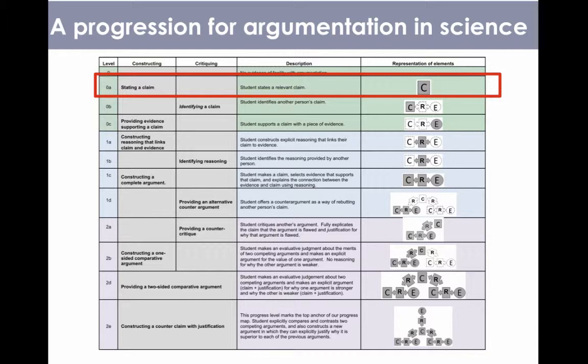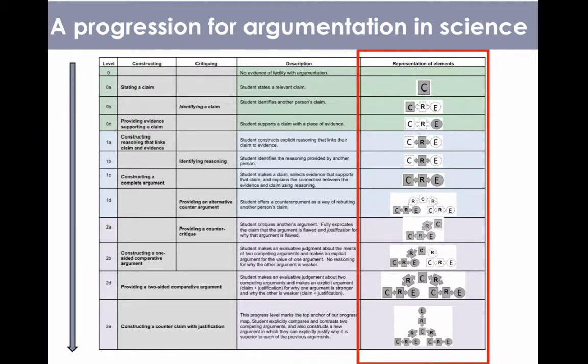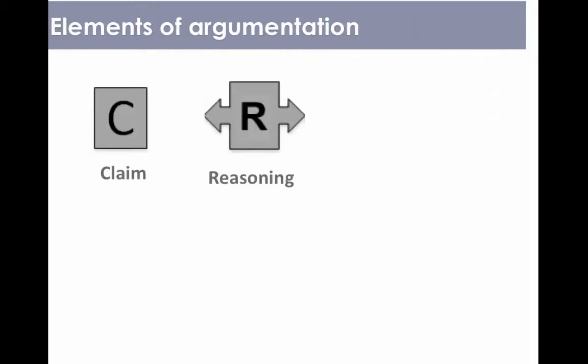Each row corresponds to a level of argumentation complexity. The argumentation is more complex from the top to the bottom of the table. The column on the right includes representation of the elements or fundamental building blocks of argumentation. The elements of argumentation are claim, reasoning, and evidence.